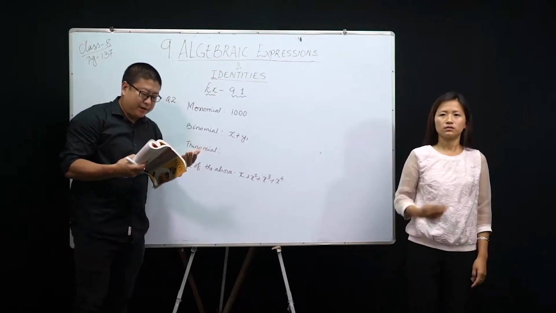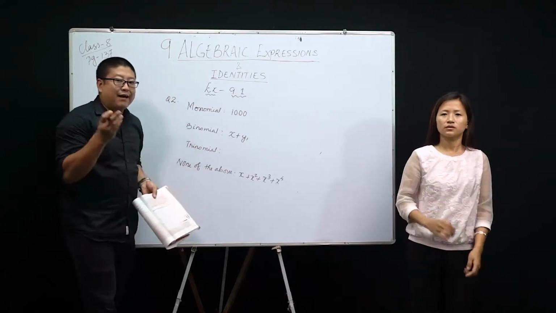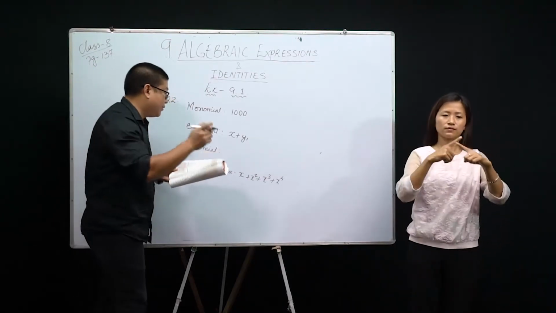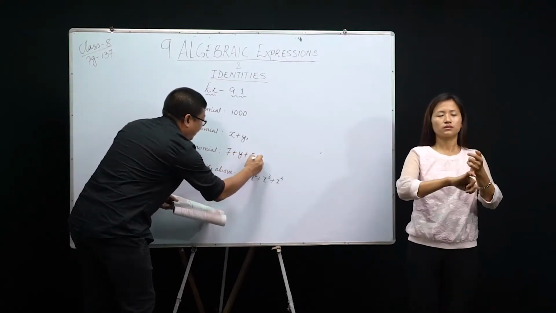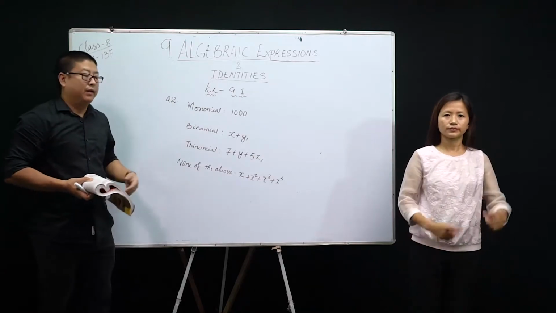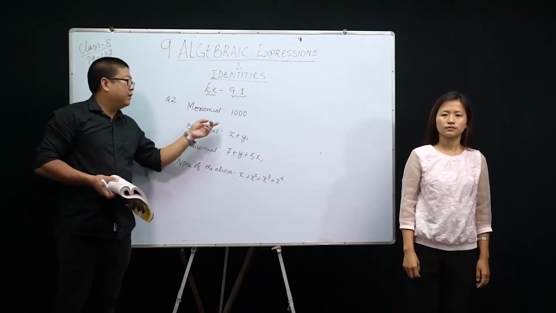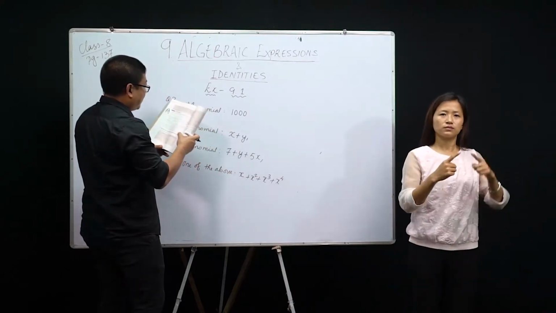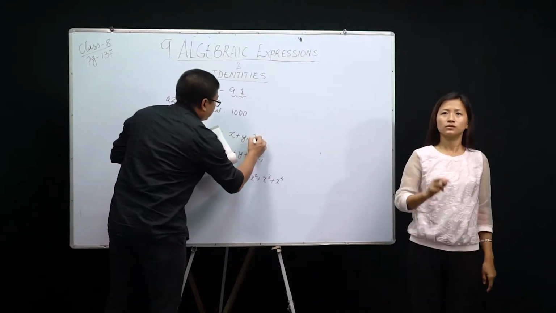Let's look at the next term: 7 plus y plus 5x. 3 terms. So it is a trinomial. Right? 3 terms means trinomial, 2 terms means binomial, 1 term means monomial. So let's quickly finish up the rest. 2y minus 3y squared, 2 terms, so binomial.